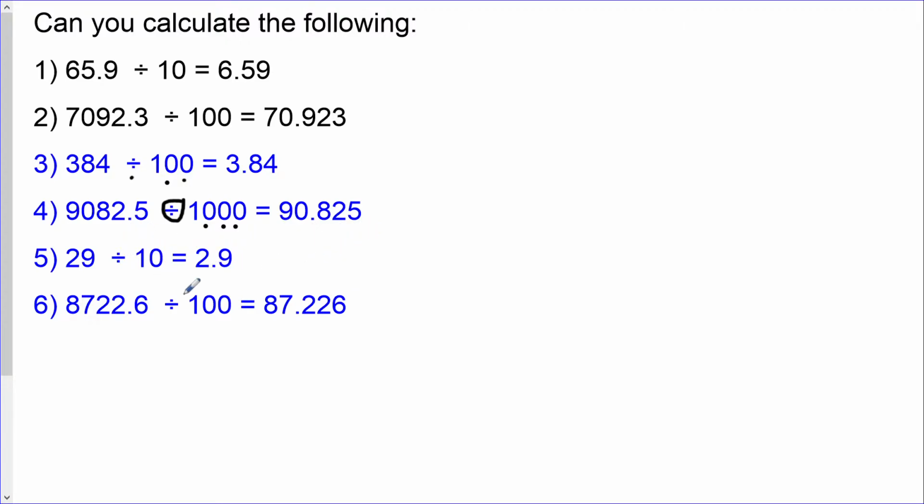We should have got 9.0825. And on number 5 here, we are dividing by 10. Remember what I said yesterday? We cannot see the decimal point in the number 29. If ever we cannot see the decimal point in a number, it comes at the end. It is hiding because we have 0 decimal places after it, so we don't see it. But it always comes at the end if we cannot see the decimal point. Now if I do that 1 jump back from here, because of the 1, 0 in 10, I can see that my answer is 2.9.